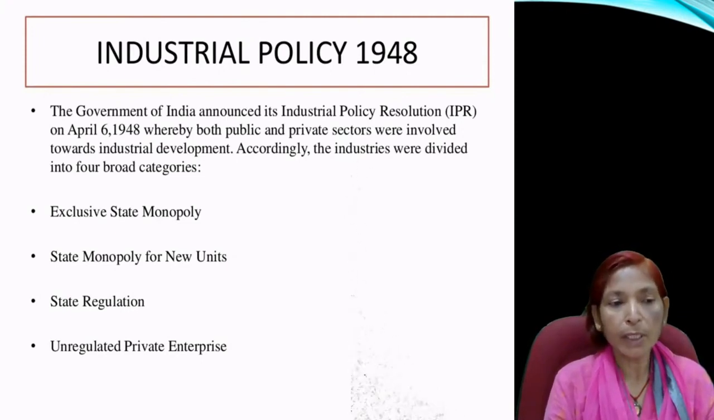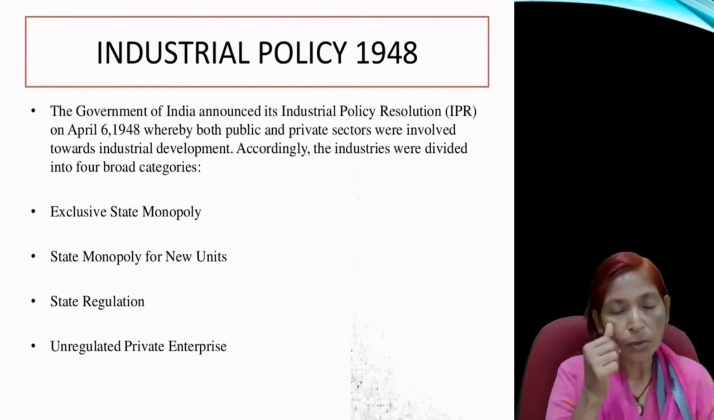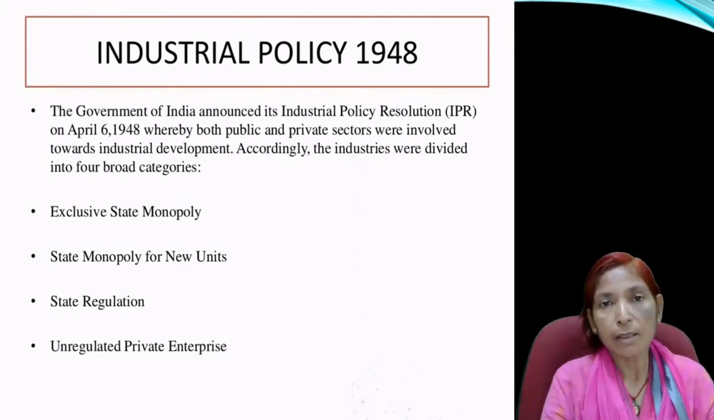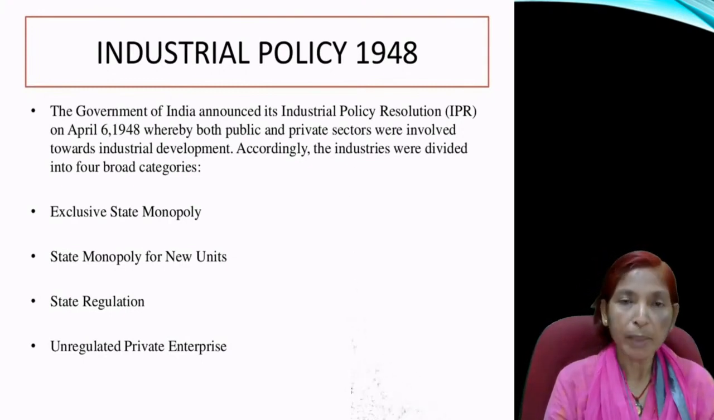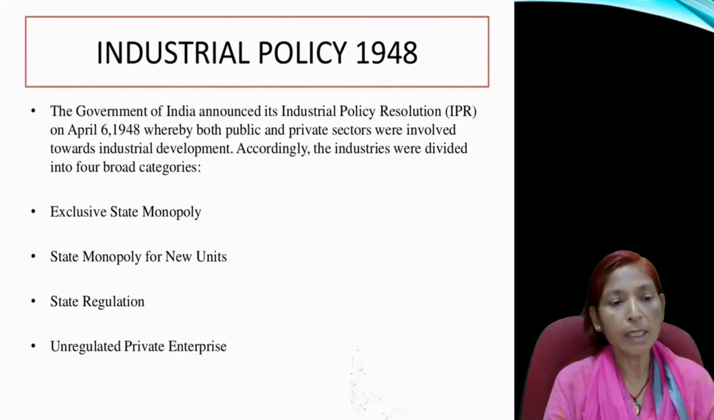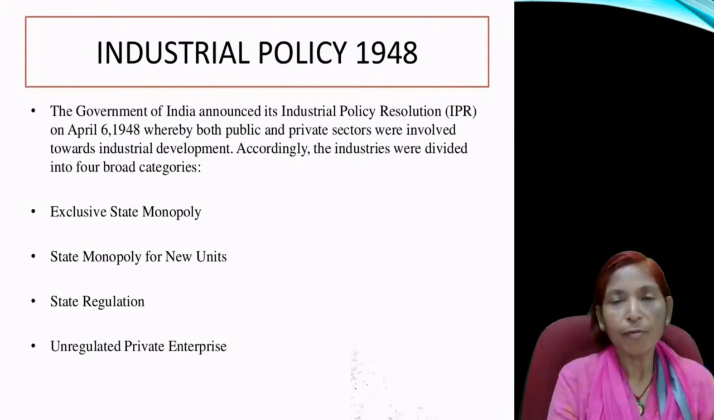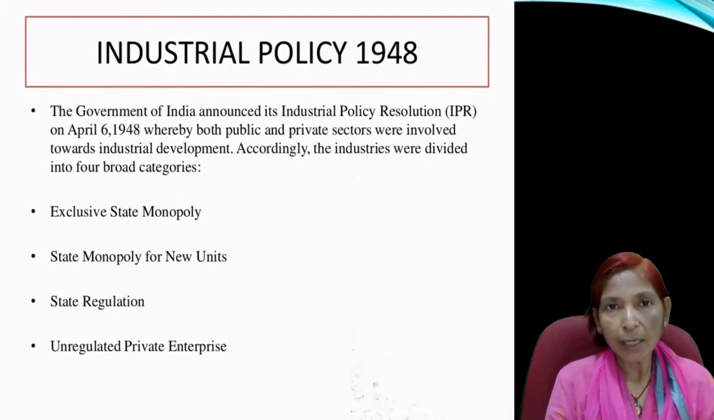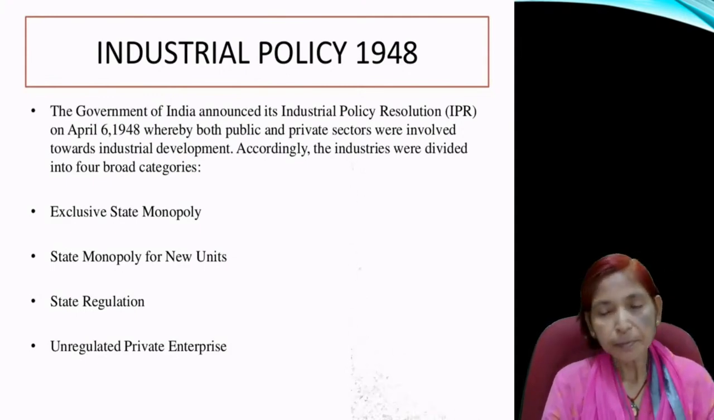Exclusively state monopoly for new units, state regulation. So the industries in these three categories were mainly based on public sector industries. And the fourth is unregulated private enterprises, which is kept for the private sector. Only one category is left for the private sector. The rest of the others are in the hands of the government or state.